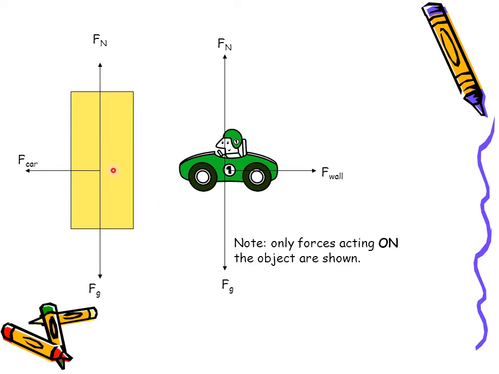The wall has a force acting to the right, the force of the car bumping into the wall. You have the weight of the wall acting down, and the force of the surface pushing up on the wall, called the normal force. And these are the three forces acting on the wall. So this would be the free body diagram for the wall. This would be a free body diagram for the car.